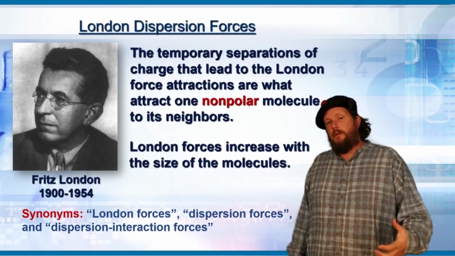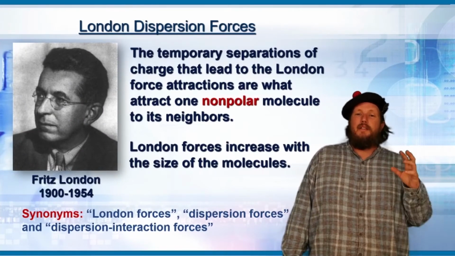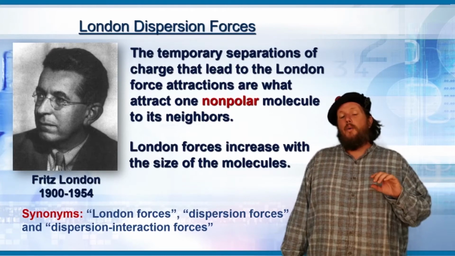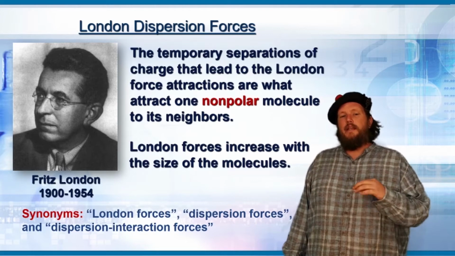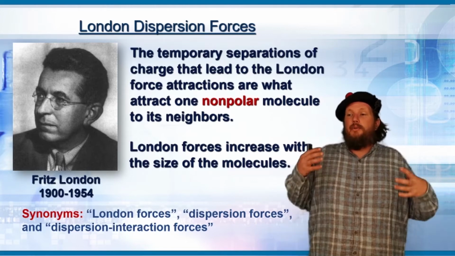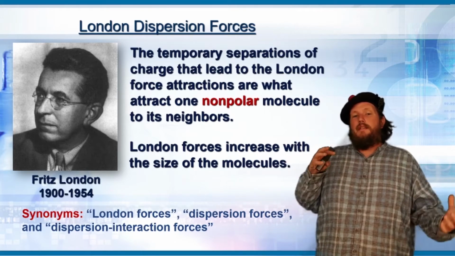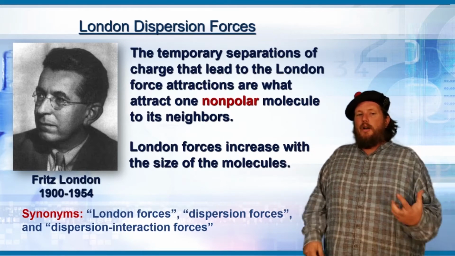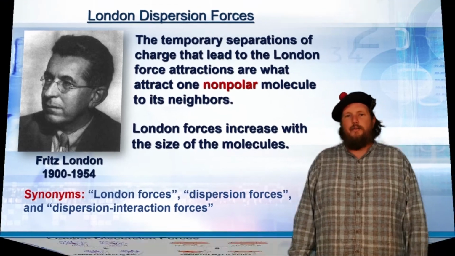So London dispersion forces are the weakest. They are caused by the temporary separation of charge, and that leads to the London force attractions that attract one nonpolar molecule to its neighbor. London forces increase with the size of the molecule. So the bigger molecules have more electrons. Because they have more electrons, they can undergo this temporary separation of charge. And we're going to talk about what that is. They're sometimes called London forces, and dispersion interaction forces.